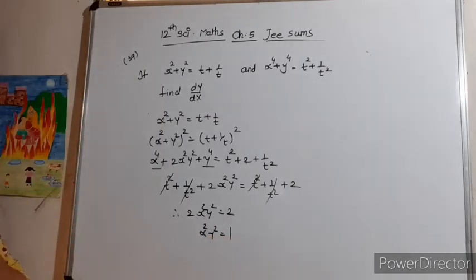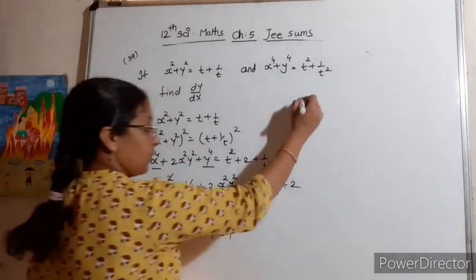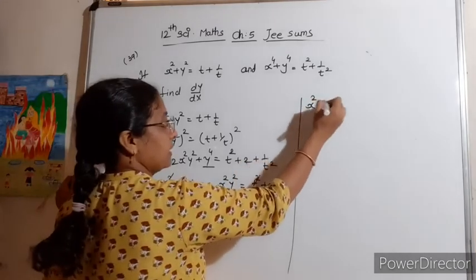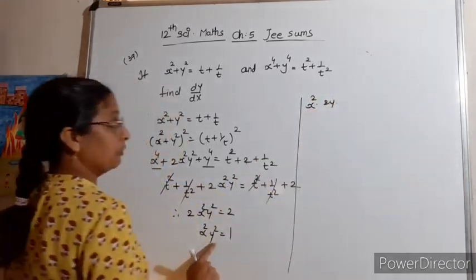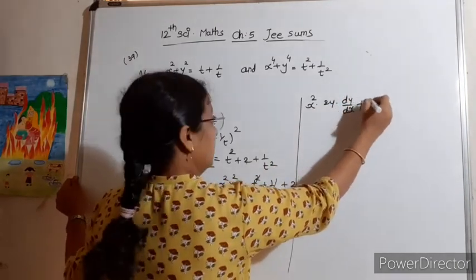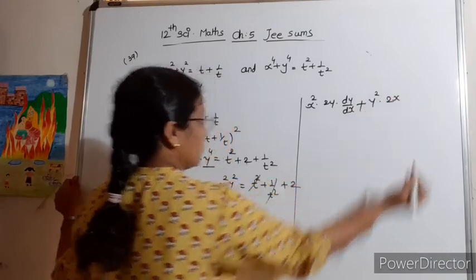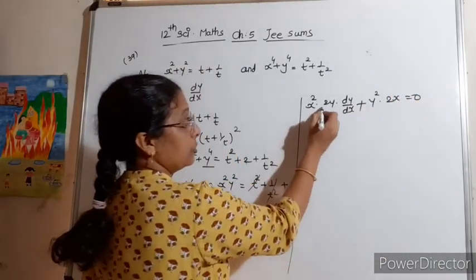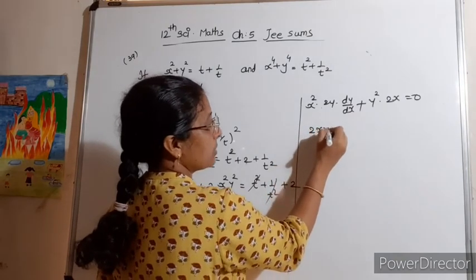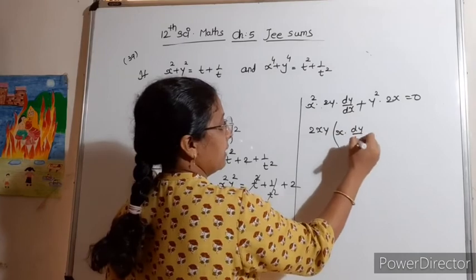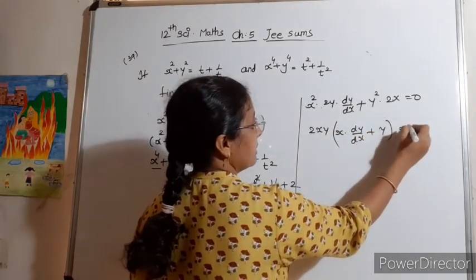Now we'll find the derivative by the product rule. So x square y square है. So x square constant, derivative is 2y dy by dx, plus y square constant and x square की derivative 2x is equal to 0. Now 2xy common. x dy by dx plus y is equal to 0.